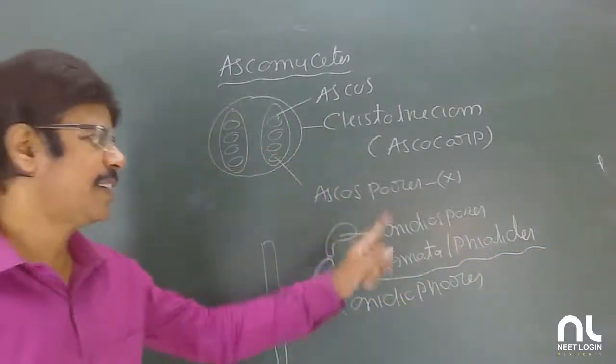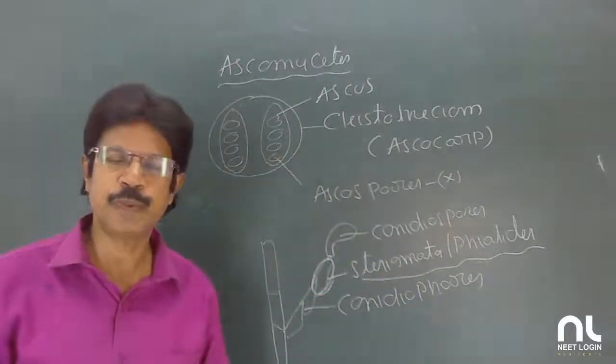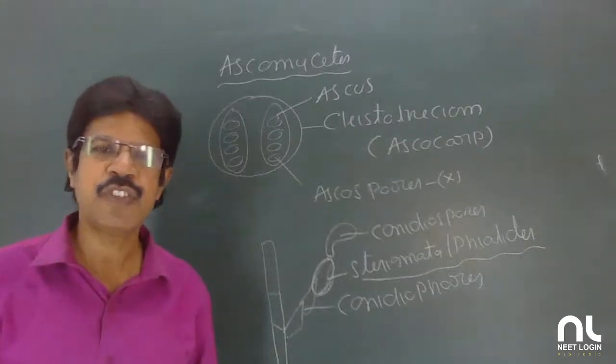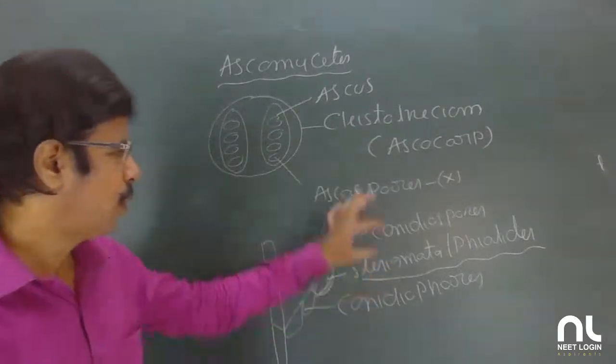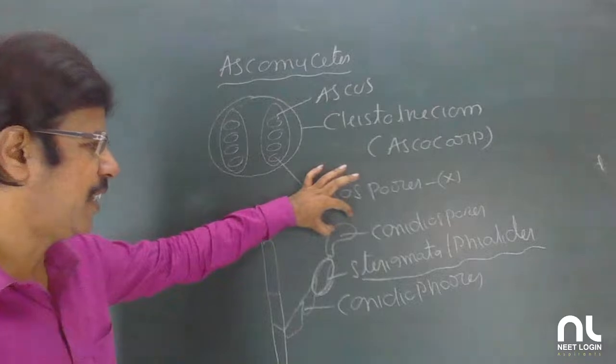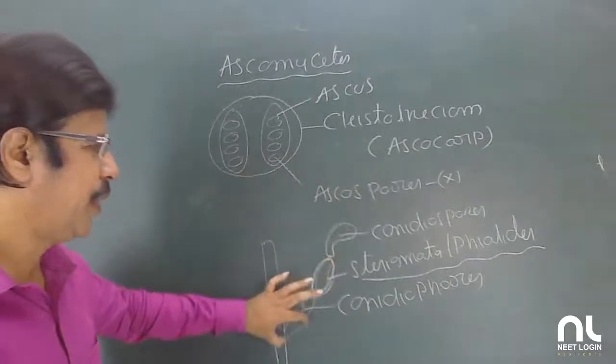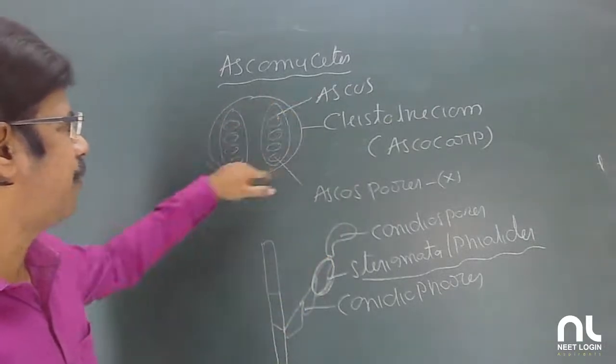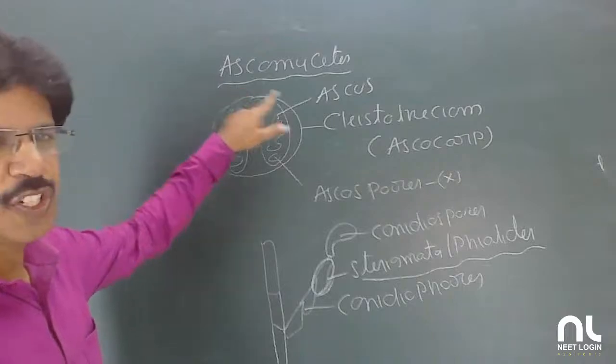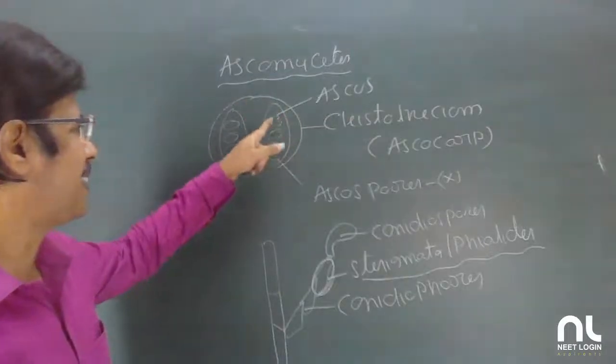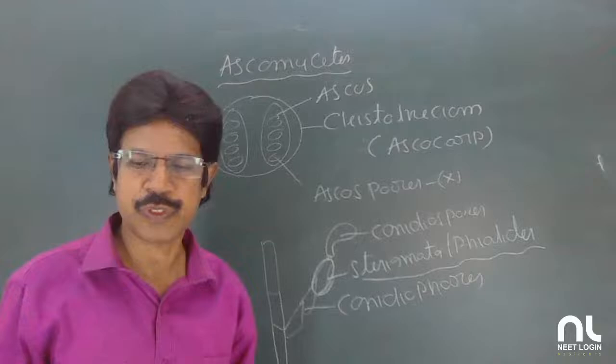On phialides and sterigmata, what are present? Conidiospores or conidia, which are unicellular. Conidiospores or conidia, sterigmata, conidiophore. It is the fruiting body, cleistothecium, ascocarp, ascus, and it has ascospores.